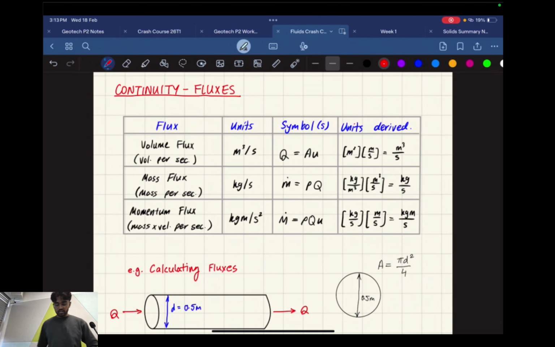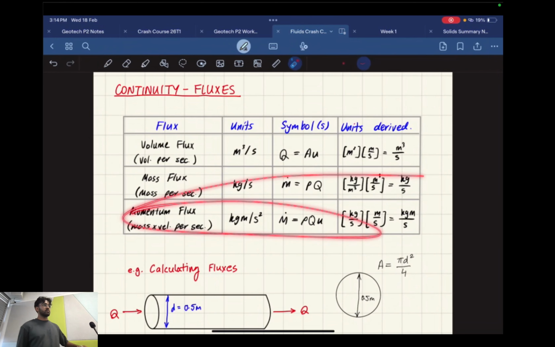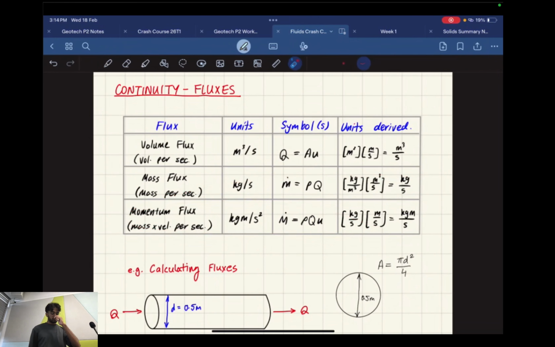Okay, continuity. There's a few things that you're going to have to know. Something called flux. There are three different kinds of flux: volume flux, which is the most common one that we use, mass flux, and momentum flux. Momentum flux is its own topic by itself, on momentum. But volume flux and mass flux I'll quickly go through.